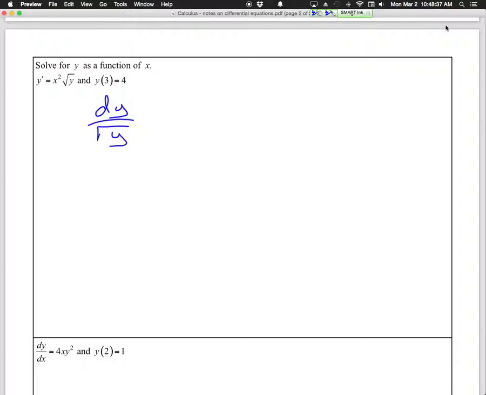Now, when I divide by the square root, don't do dy over the square root of y, because you guys have trouble understanding what that represents. Whenever you're dealing with this, you always want the 1 over the square root, and you always want the dy out to the side, because sometimes you'll confuse yourself if you put dy on the top. And on the other side, I've got to have x squared dx. So you picked up a point right there.